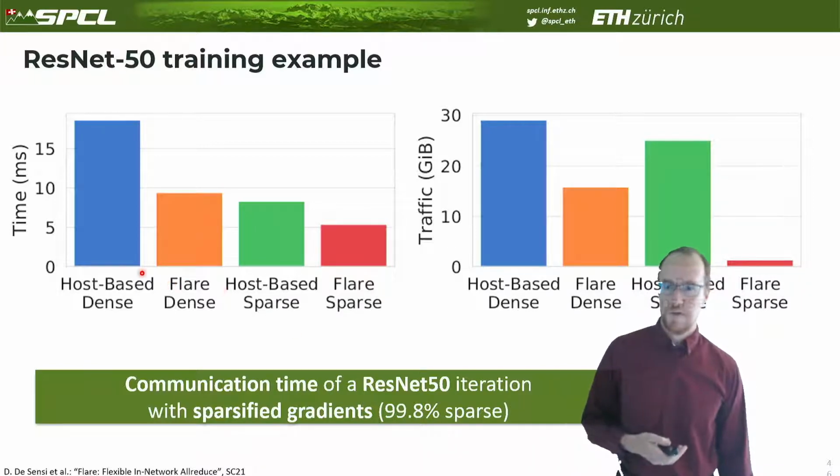So here we compare the host-based dense reduction. This is the time, so the lower, the better. Then we compare the Flare dense reduction. So we can see the factor of 2 here, right, which makes perfect sense because we are actually saving.